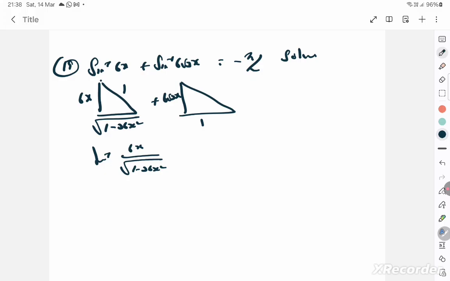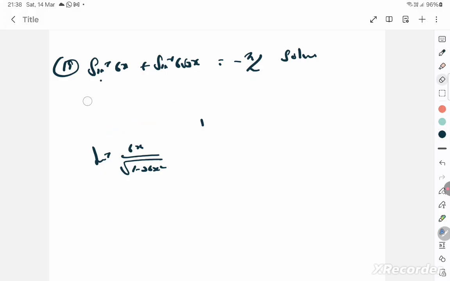Isn't it getting very complicated? Yeah, looks like. So can I think of any shortcut method for this? Sine inverse of x plus sine inverse of 6 root 3x is equal to minus pi by 2. It's a soft sum, it's not a proof.